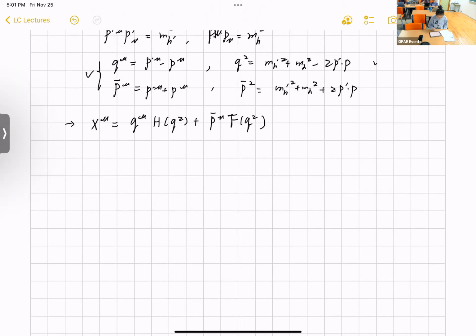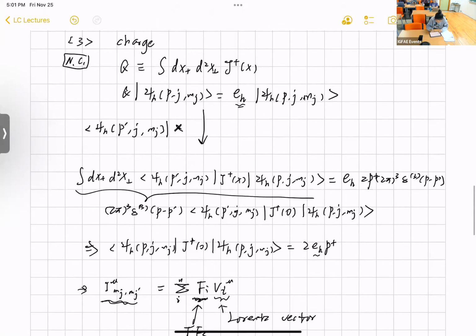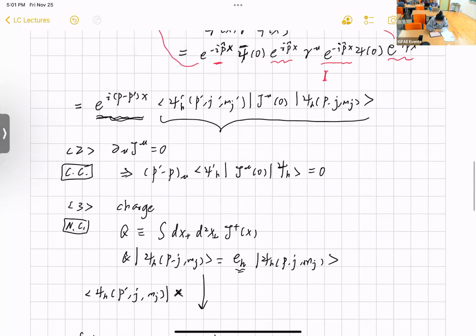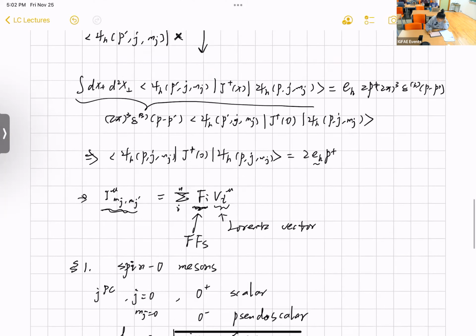Recall that in the beginning we discussed some constraints on the hadron matrix element. So the first one, if I'm going to apply it here, is the current conservation. So let us just go back and see what we have there. You see this would bring down the p' minus p, contracted with this hadron matrix element, right? And with the new variable we have, this is just q^μ, right?